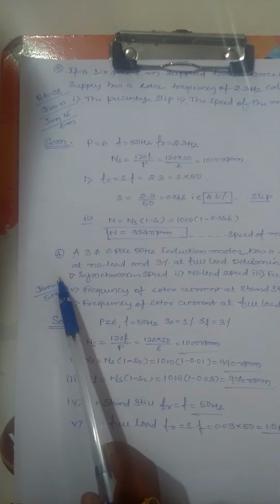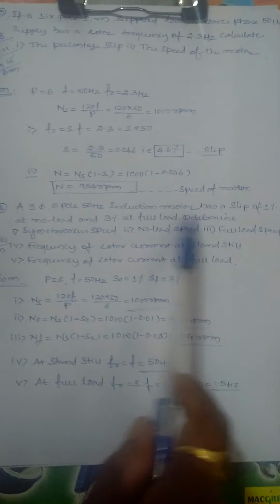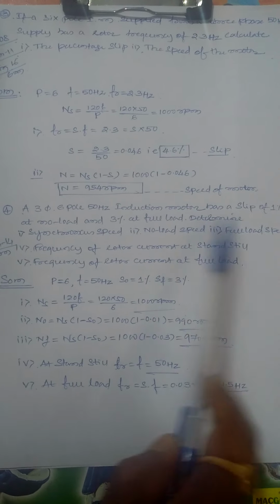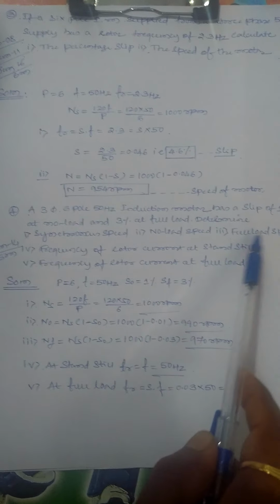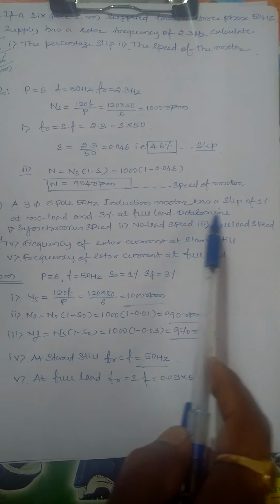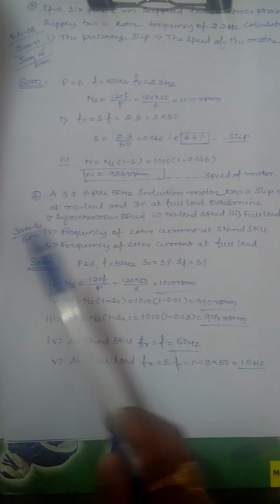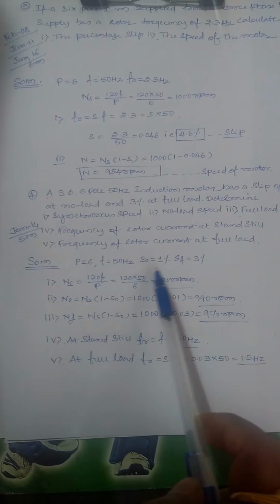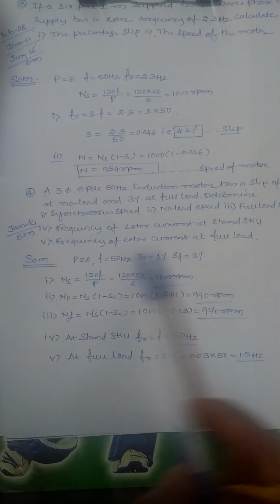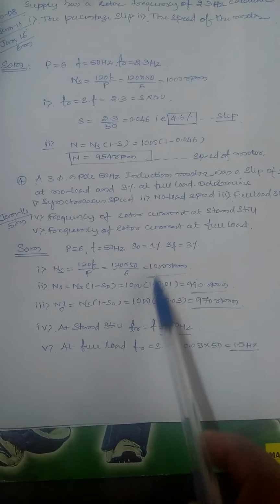Next, problem number 4. The 3-phase, 6-pole, 50 Hz induction motor has a slip of 1% at no load and 3% at full load. Here there are two slips: 1% at no load, 3% at full load. Determine the synchronous speed, no load speed, full load speed, frequency of rotor current at standstill, and frequency of rotor current at full load. Here 5 quantities are calculated. January 2014, 5 marks. P equals 6, frequency is 50 Hz, no load slip is 1%, full load slip is 3%. First you calculate Ns. Ns equals 120 f by P, that is 120 into 50 by 6, that is 1000 RPM.